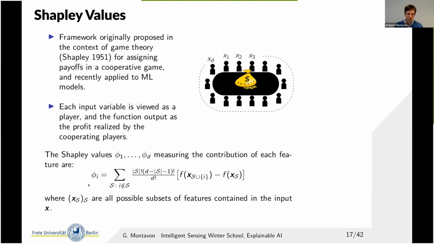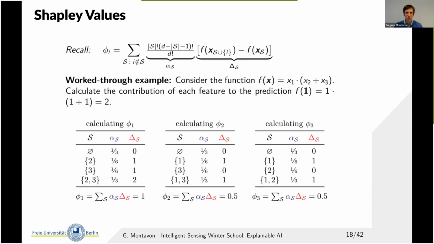If you apply this idea, then you end up with a formula which determines the share that player i should receive as being the sum over all the possible sets of players that do not include player i. Then you have this difference, which is the effect on the reward, the effect on the function, of adding player i to this current coalition. And then you have some weighting terms. Okay, so that's maybe a bit abstract. So let's continue with a practical example.